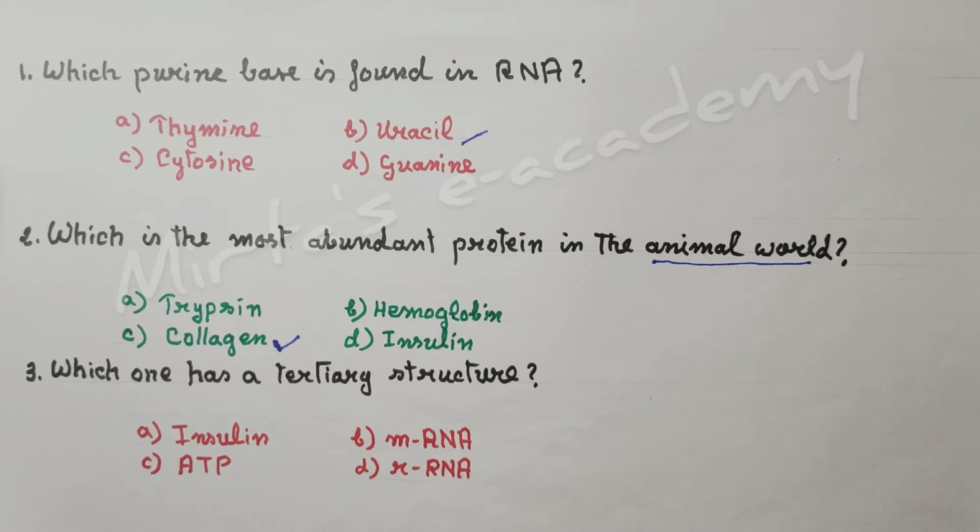Next one is, which one has a tertiary structure? Insulin, mRNA, ATP or rRNA? Insulin has 3 disulfide bonds in its molecule and it has no tertiary structure. mRNA has no tertiary structure. It has some few loops and some helices. ATP, adenosine triphosphate. It is not a polymeric chain. rRNA has the tertiary form.